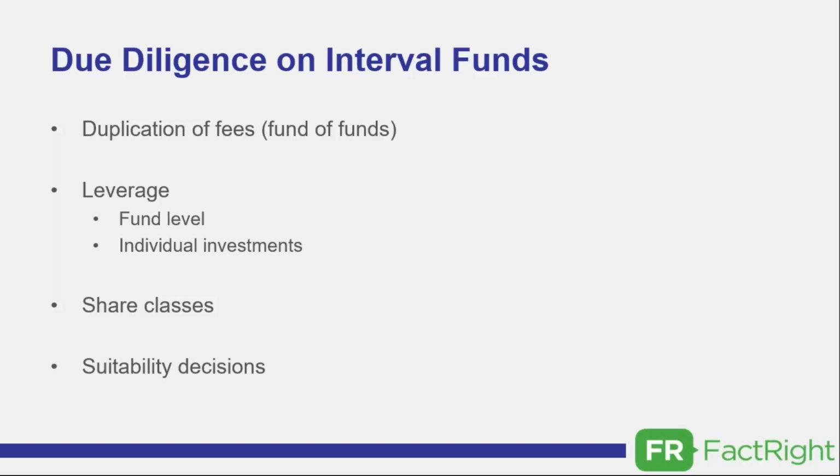A few more things to look for, things that need to be brought together when you make your decision whether or not to enter into a selling agreement or maintain the selling agreement. The duplication of fees we discussed, the leverage that we discussed, the share class suitability decision, and just the general decision as to whether a particular fund is suitable for a particular client based on the strategy and the fee structure. In all cases, you want to document why a particular decision was made at the investment committee level.